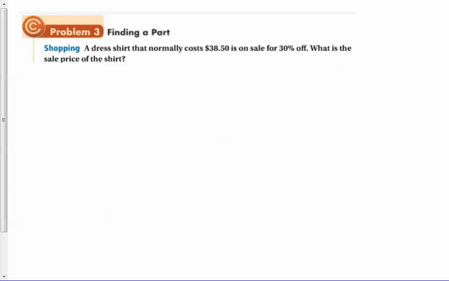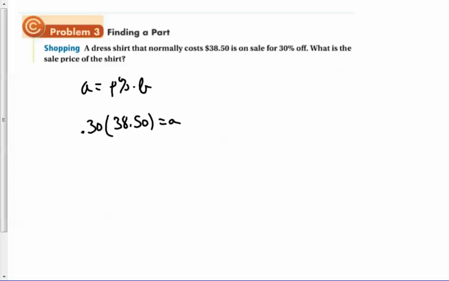Now, if you look at this one, it says finding a part. A dress shirt that normally costs $38.50 is on sale for 30% off. What is the sale price of the shirt? You can do this any way you want, but what I would use is the percent equation. A equals whatever percent times B. A dress shirt normally costs $38.50, so where do I put that? That's the B. And we got it on sale for 30% off. So 0.30 times $38.50 is my new amount.